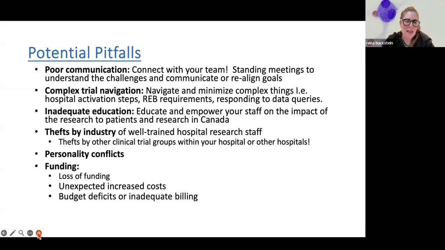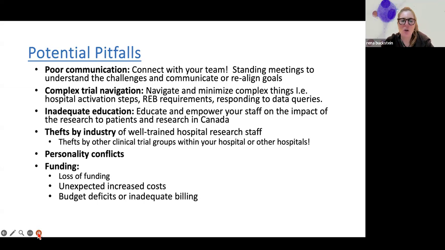And then personality conflicts. It's going to happen. There's going to be egos, there's going to be gossip, there's going to be other site groups gossiping about your staff, or your staff gossiping about other staff. It's no different than any other workplace. So trying to manage them, anticipate them, nip them in the bud when they start to occur, is an important thing.